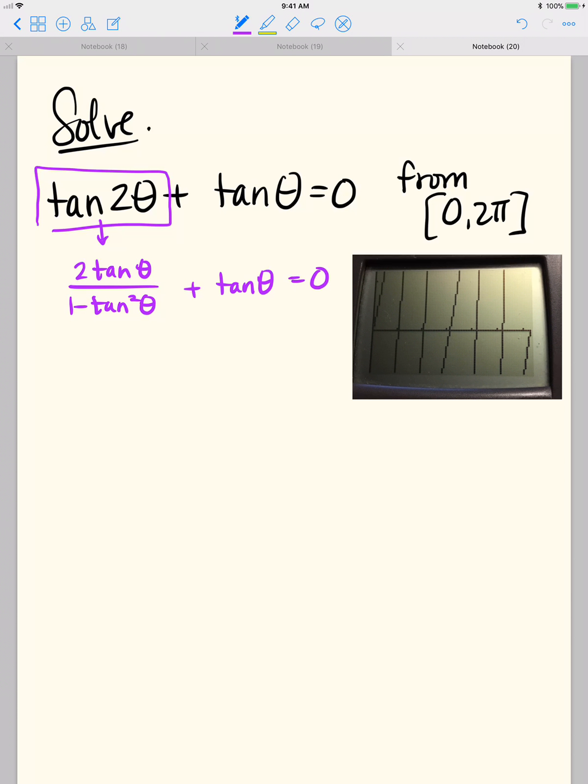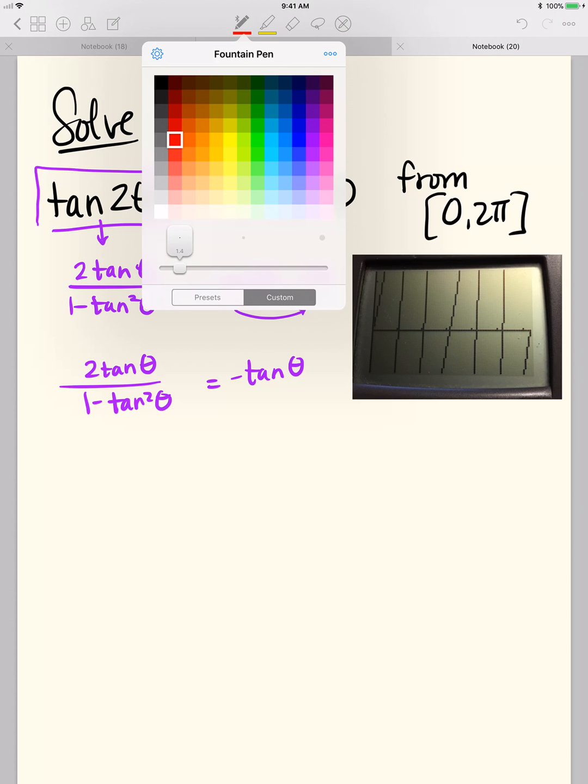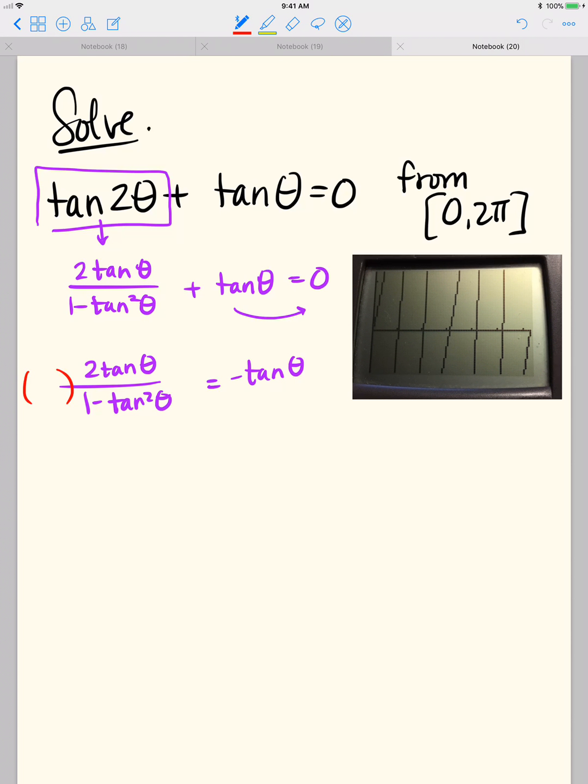You could try to give it common denominators, but it's still not going to clean up very nicely. But what we can do, because we're involving nothing but these tangents, is subtract this tangent over. We're not verifying, so I can move stuff around and have it equal negative tangent of theta. Then I can multiply both sides by that denominator, the 1 minus tangent squared times 1 minus tangent squared. That would leave me with 2 tangent of theta on the left.